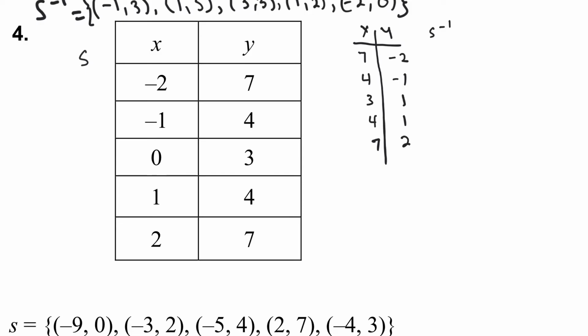You notice that we have 7, -2, and 7, 2. We know that the x value is repeated, with 2 different y values. So in this case, the inverse is not a function.